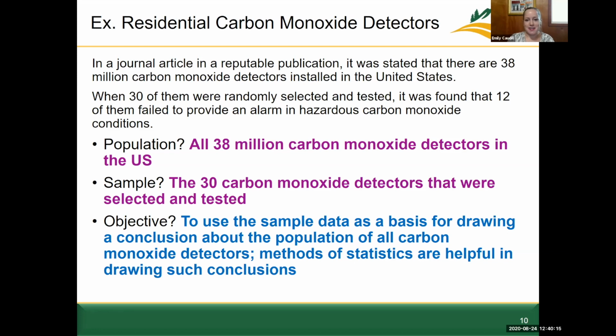So again, we need to think through critically: are we randomly selecting 30 from that 38 million? Do we happen to be selecting 30 that were all purchased in the year 2020? Are we selecting 30 that are all from owners in the state of California? So we need to make sure that the sample that we're picking is truly representative of our whole population.